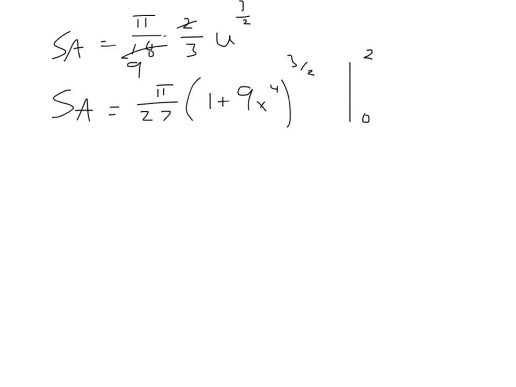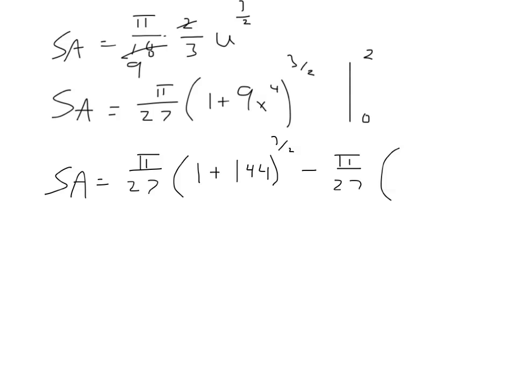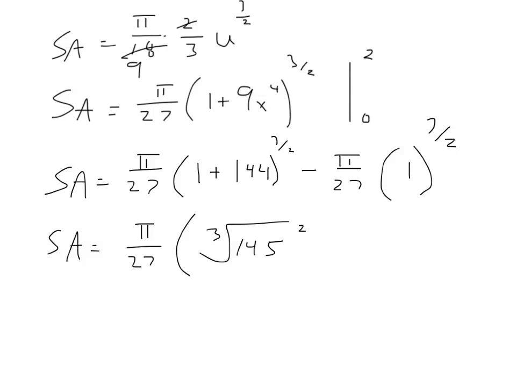So I said we could do this by hand. I didn't say we were going to get a marvelously pretty answer, but we're almost there. So the surface area, I've got pi over 27 times, now when I evaluate for 2, I'm going to end up with 1 plus 9 times 16, which is 144 to the 3/2 power, minus pi over 27 times, plugging in zero is a lot easier, we just get 1 to the 3/2 power. Now that I see this, I'm liking the idea of keeping the pi over 27 up front. Inside of this thing, I'm basically just going to have the cube root of 145 squared minus 1.